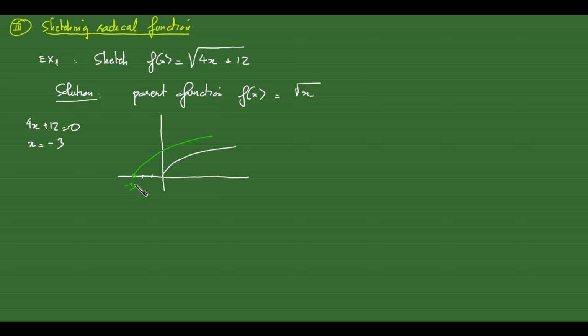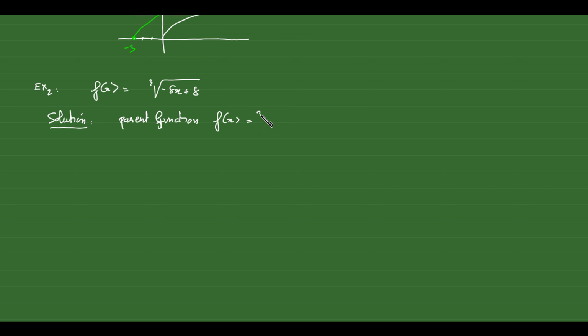Alright, now let's do another example. Now I have f(x) equal to cube root of negative x plus 1. Let's see how we're going to sketch this. First of all, determine the parent function. The parent function will be f(x) equal to cube root of x, right?